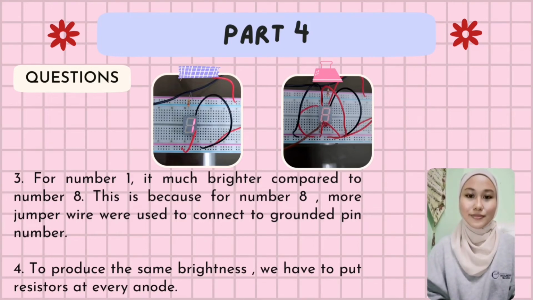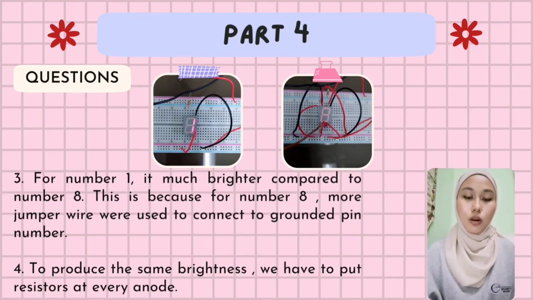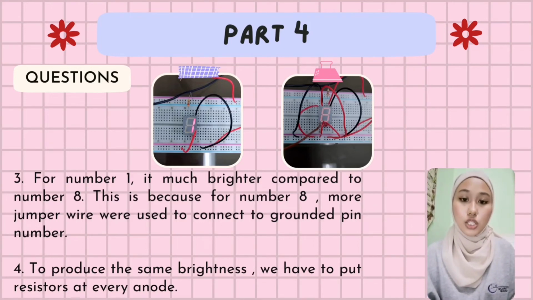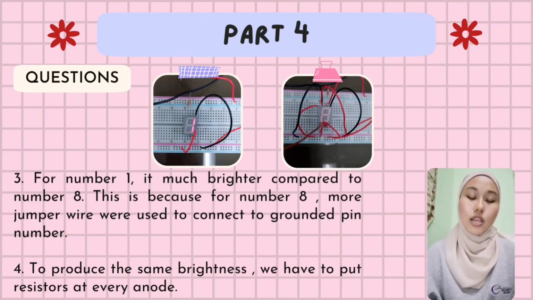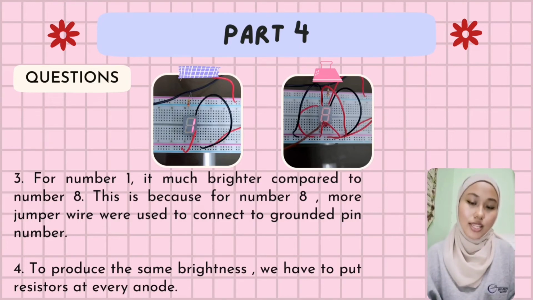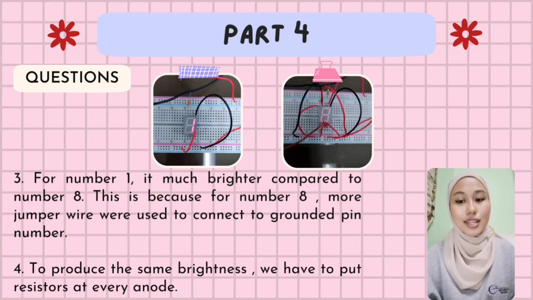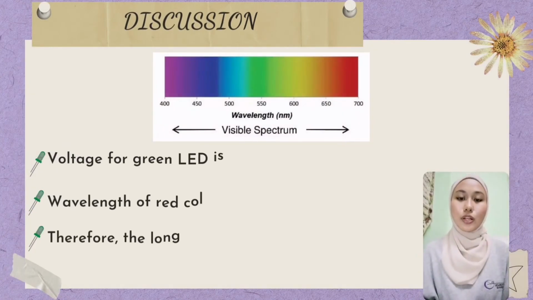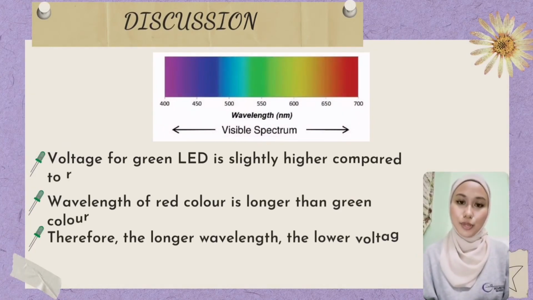The last question is number 4. It asks for our suggestion of any modification to produce the same brightness. So, to produce the same brightness, we have to put a resistor at every anode. Next, I will talk about the discussion on this experiment.